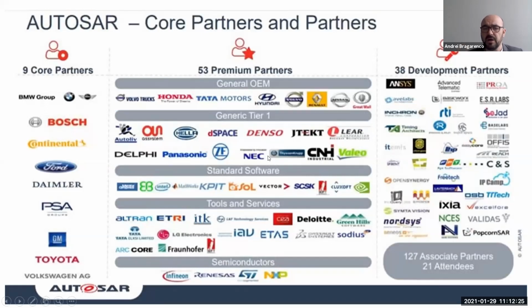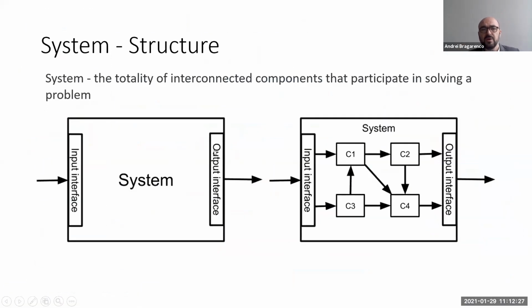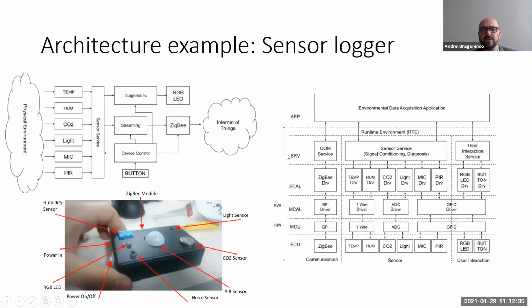the community of AUTOSAR is. Now, as we discussed, a system is a collection of components that are working together, and I have some examples that I built on my own.